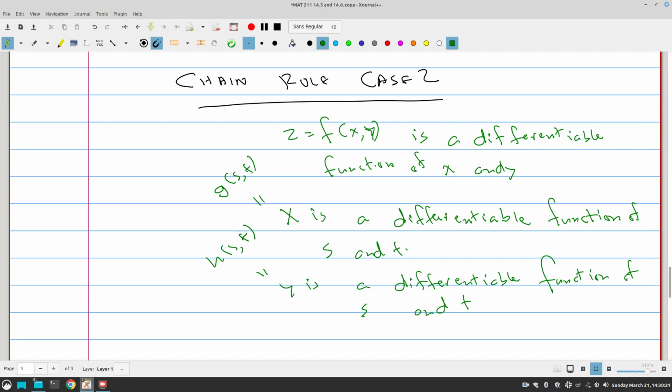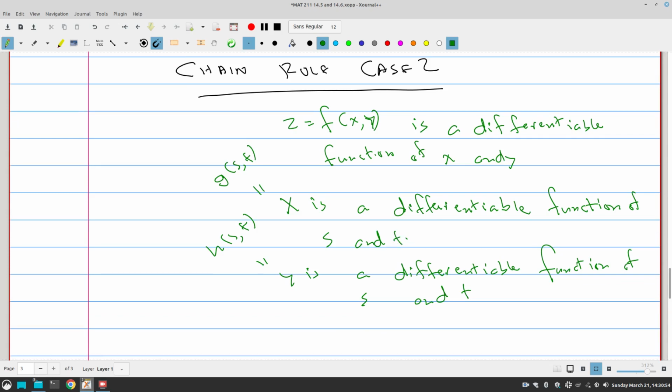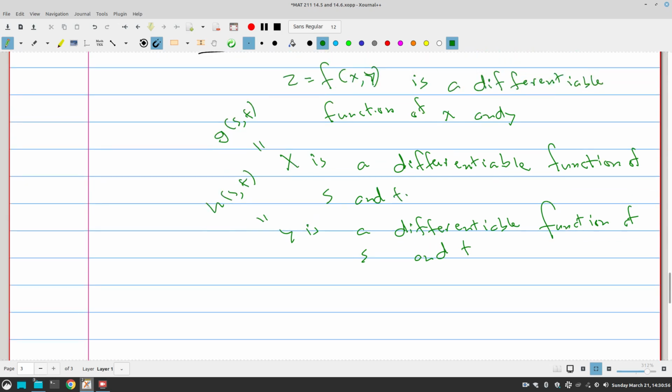So let's try applying the theorem. Let's try applying the chain rule case 1 here, right? So in this case, since g and h are functions of both s and t, we will get partial z over partial s, right? Now remember, this is not in this.